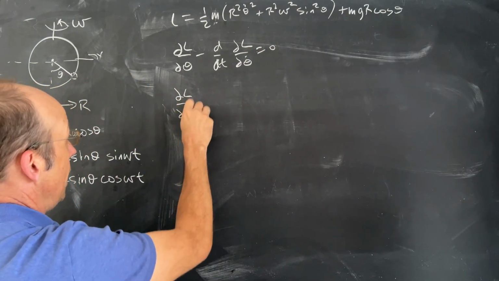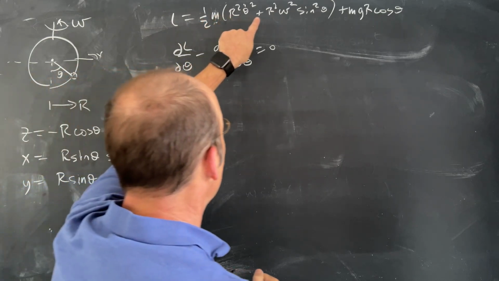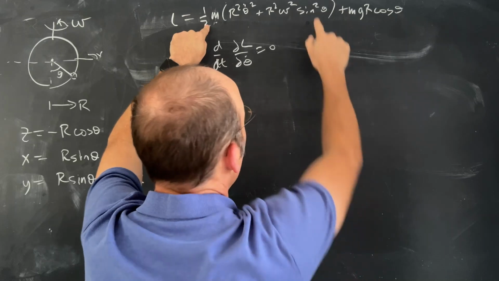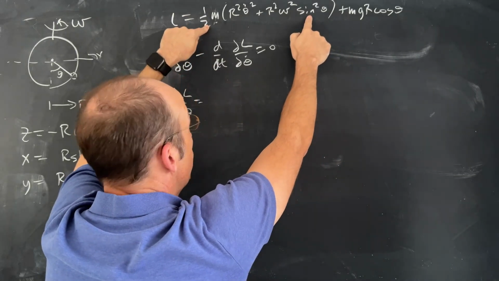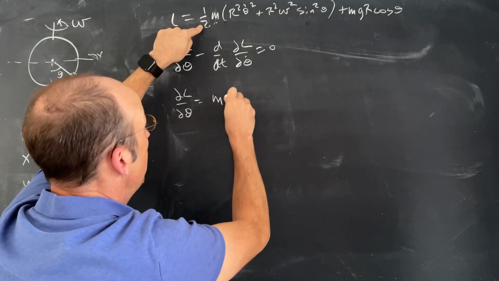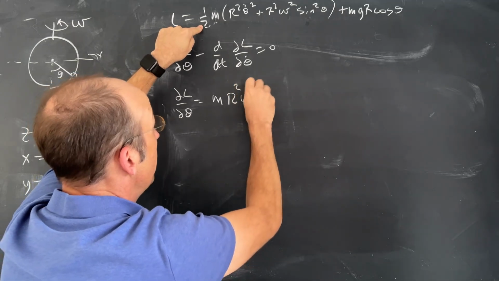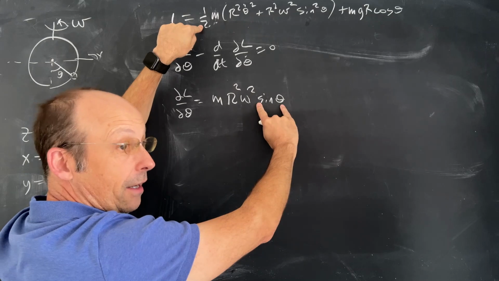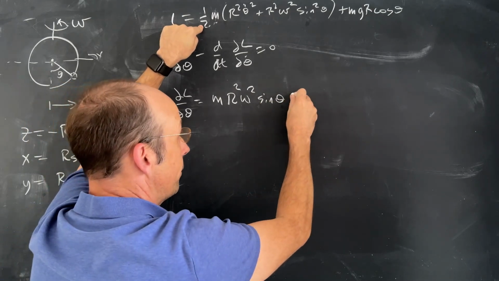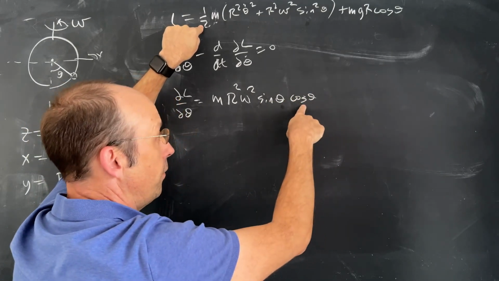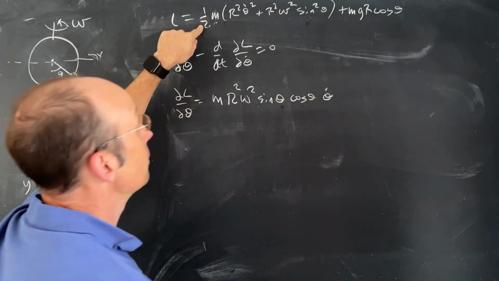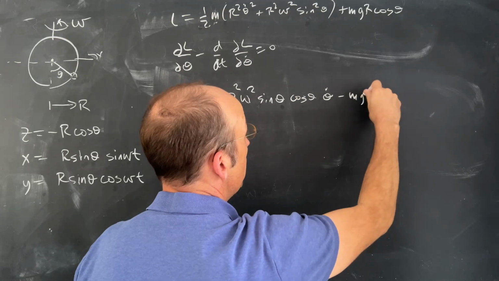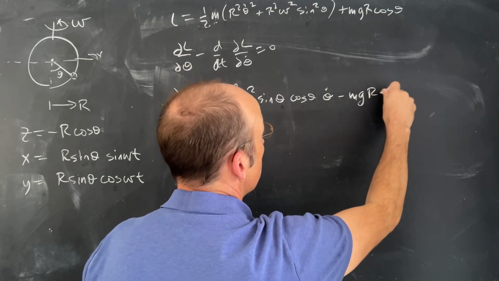Partial of L with respect to theta. Okay, I'm scanning through. There's a theta. If I take the partial of this with respect to theta, I have the power rule, so I'm going to get a 2 down front. I'm going to get m r squared omega squared sine theta, but then I have to take the derivative of sine theta. The derivative of sine theta is cosine theta. And then I have to take the derivative of theta, so I get theta dot. And then that term is going to be equal to minus m g r sine theta.